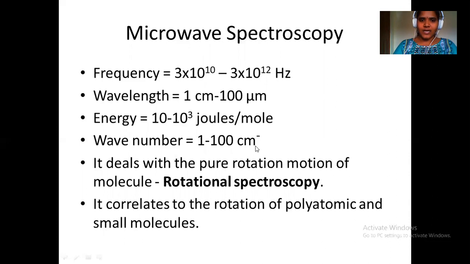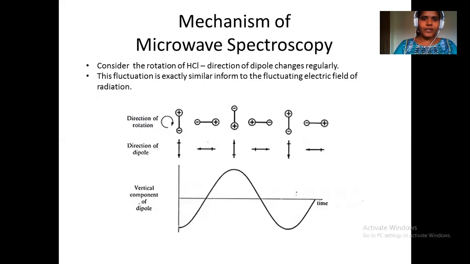This energy is sufficient to transform a molecule from a lower rotational energy level to a higher rotational energy level. So hence we can call microwave spectroscopy the rotational spectroscopy also. And we are going to study the different types of transitions, the energy calculation and the selection rule. Before that, let's discuss the mechanism of microwave spectroscopy.